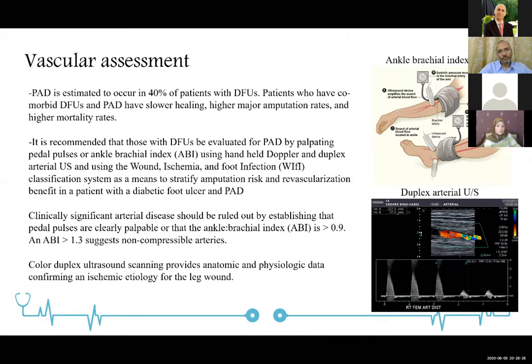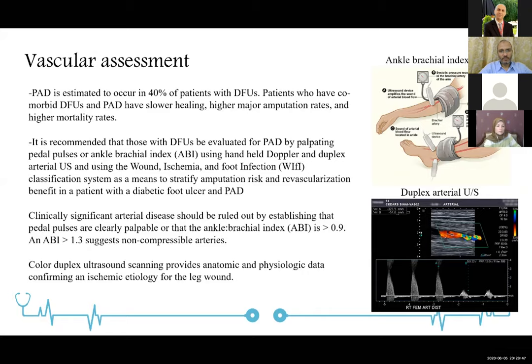It's recommended that those ulcers be evaluated for peripheral arterial disease by palpating the pedal pulses or measuring ankle brachial indexes using handheld Doppler and duplex arterial ultrasound, and also by using the Wound, Ischemia, and foot Infection classification system as a means to stratify the amputation risk and revascularization benefits in patients with diabetic foot ulcers and peripheral arterial disease.